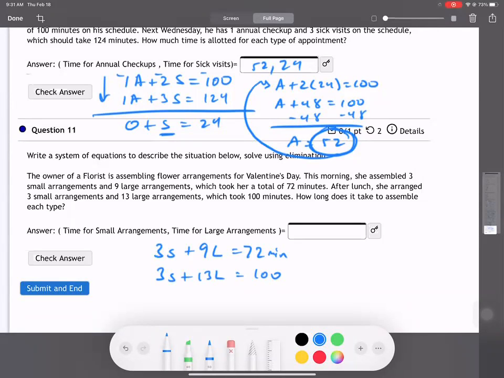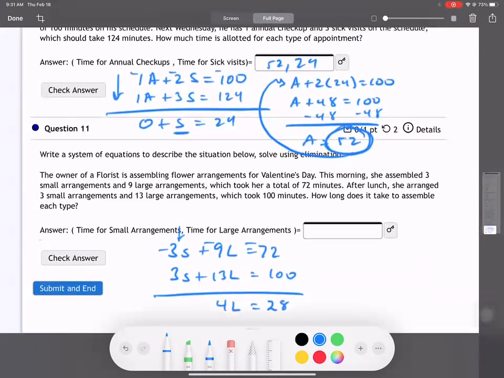Now you can see that this is again an elimination problem. And I'm asking you to use elimination too. You see that the 3's are going to cancel out. So we're going to make one negative. I'll make the top negative. So let's combine them. Negative 9 plus 13 is 4L equals 100 minus 72, which is 28. Divide both sides by 4. L is equal to 7. It takes them 7 minutes to do a large arrangement.